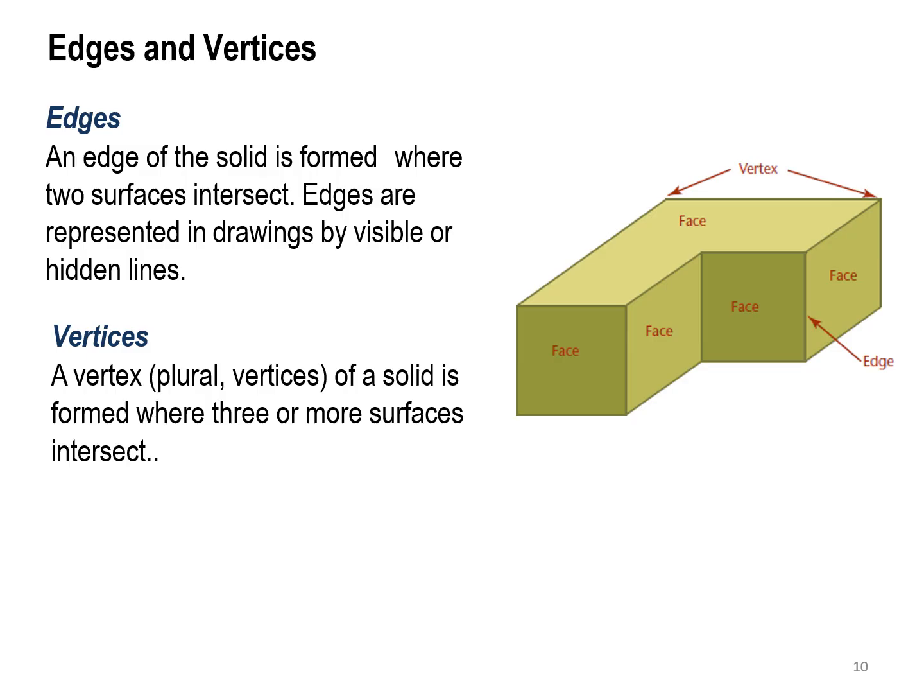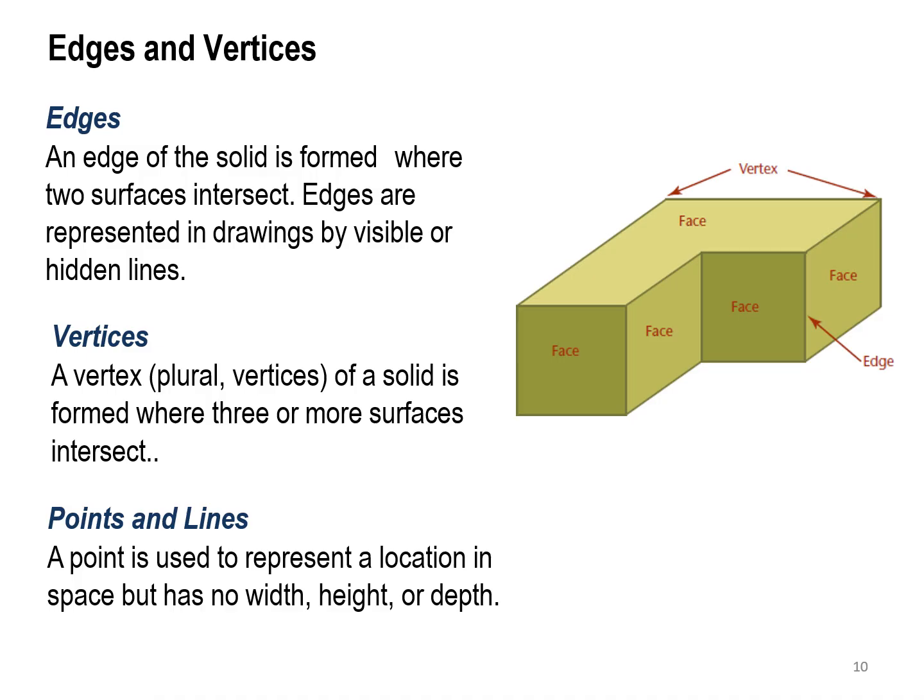So you can see from this diagram that at the intersection of two faces, we're going to have the edge. At the intersection of three faces, we're going to have the vertices. We can say that's going to be the corner.